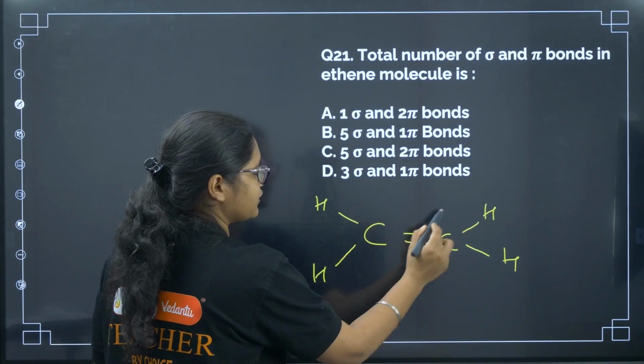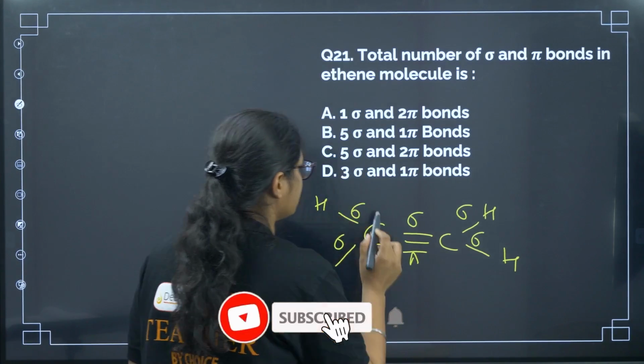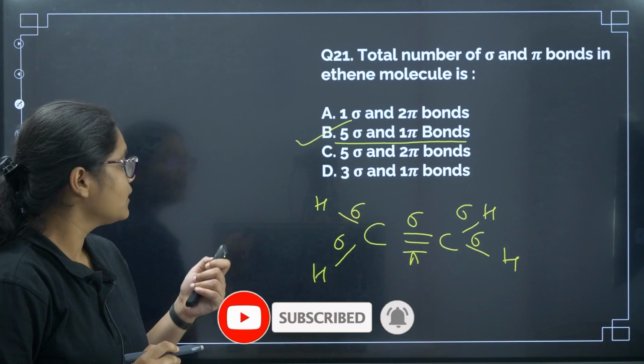So we have 1, 2, 3, 4, 5, right? So these all are sigma bonds and we have 1 pi bond. So 5 sigma and 1 pi bond, that is option number B.